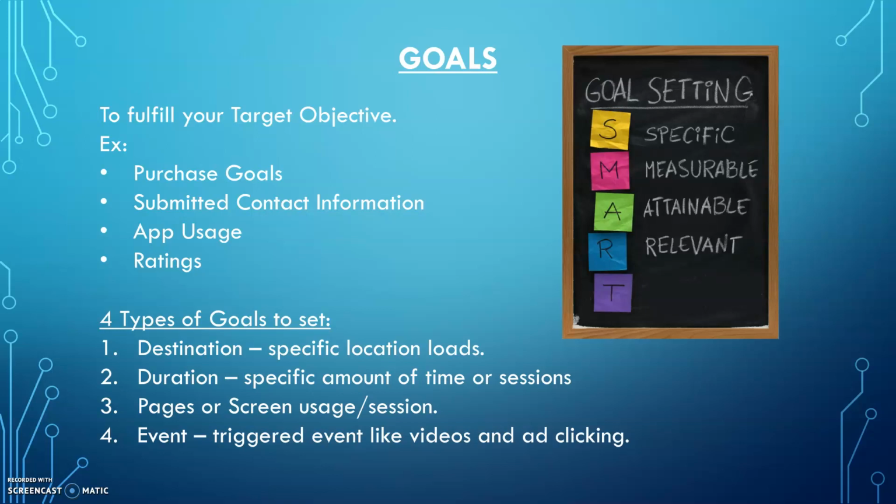Now, there's 4 types of goals that you can set. It can be destination. As you saw previously, someone was using geographics to see where, and how far, their product is being used. Duration. This is the amount of time spent for each session on your mobile or website. Page screen usage. How much time are they actually using per page versus altogether of how much time they're spending. And then the event. This is where if you have videos or ads they have set up, you can see how often it's being triggered or clicked on.